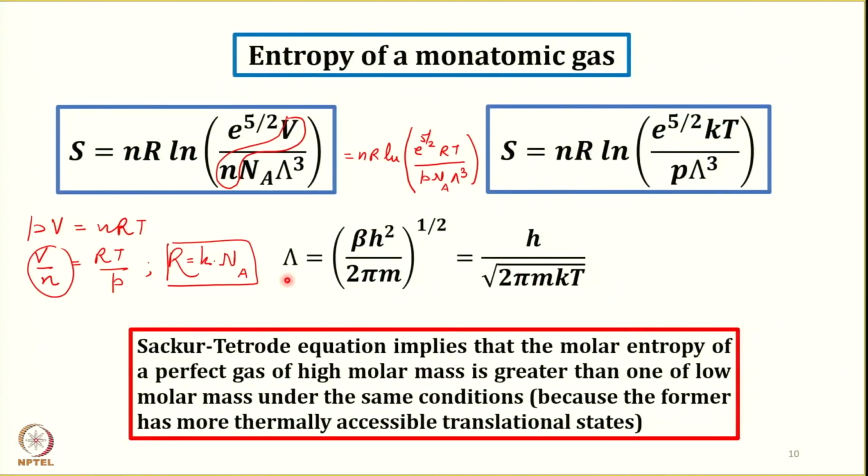More thermally accessible translational states, because for high molar mass you have a lesser value of thermal wavelength. To connect with the thermally accessible states, we need to think about Q translational is equal to V upon lambda cube. If lambda is small, then Qt is more, and if Qt is more, then it directly tells us that there are more thermally accessible translational states.